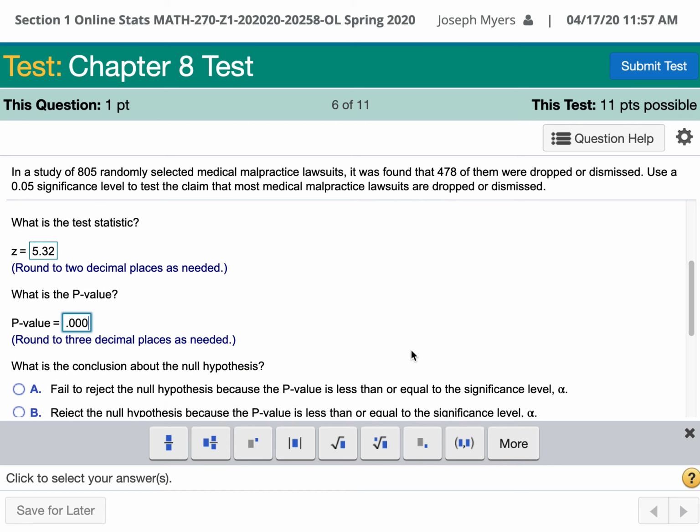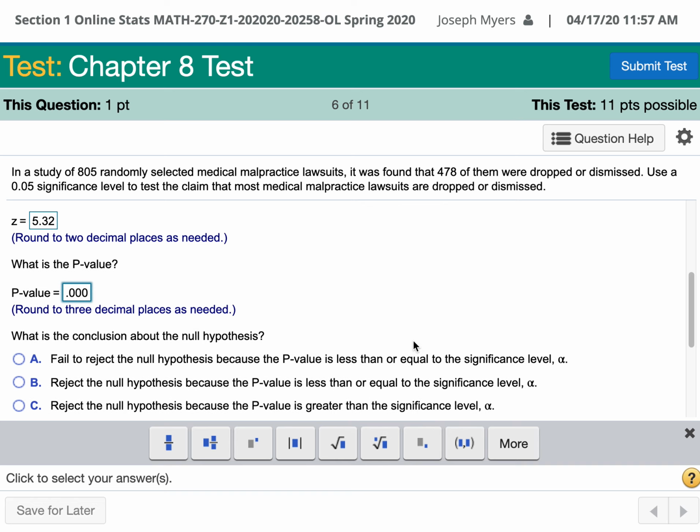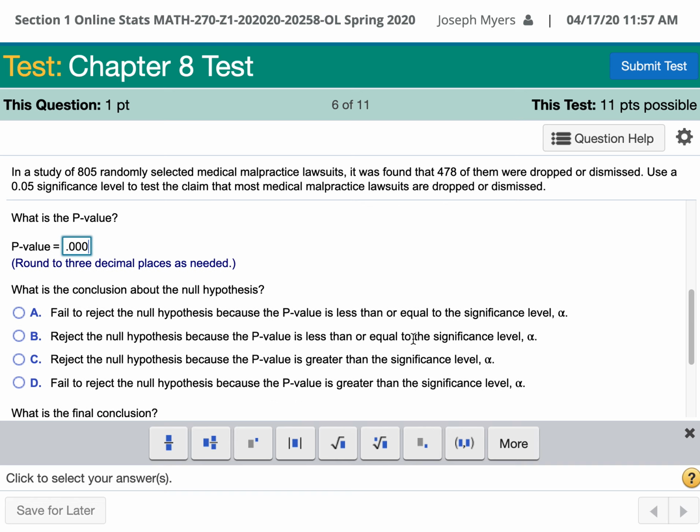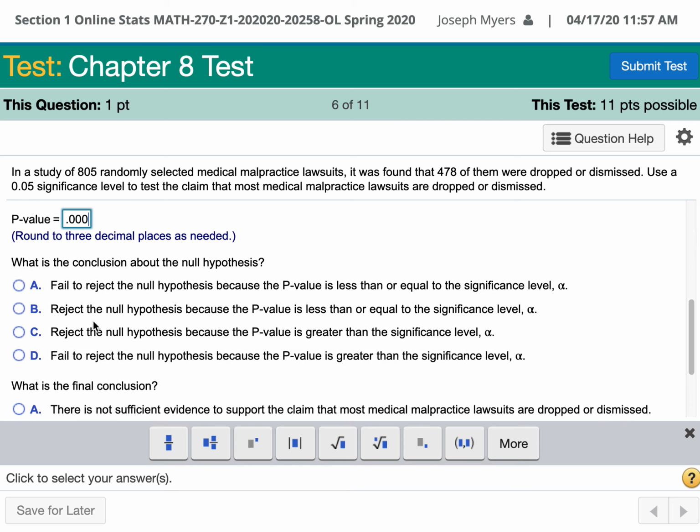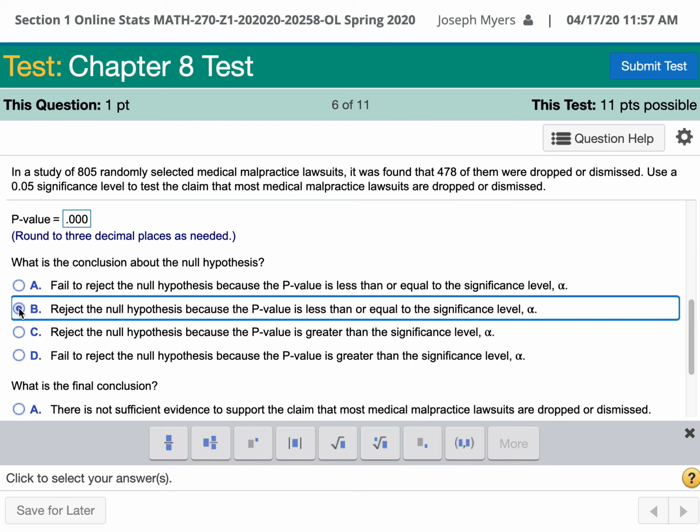So what's the conclusion about the null hypothesis? Well, we have to check, is the p-value less than the significance level? And in this problem, the answer is yes. The p-value is less than the significance level. So we do reject the null, because the p-value is less than or equal to the significance level.